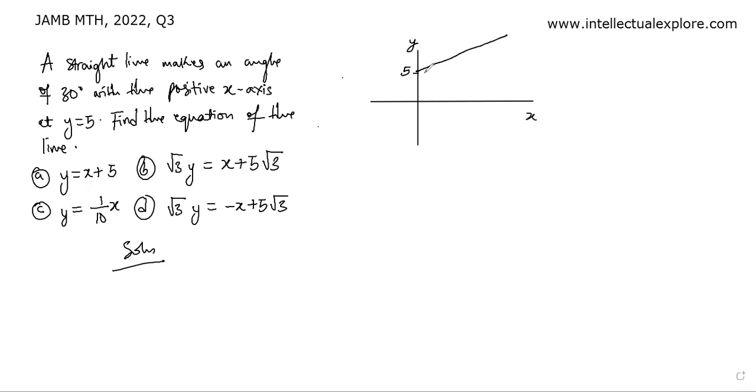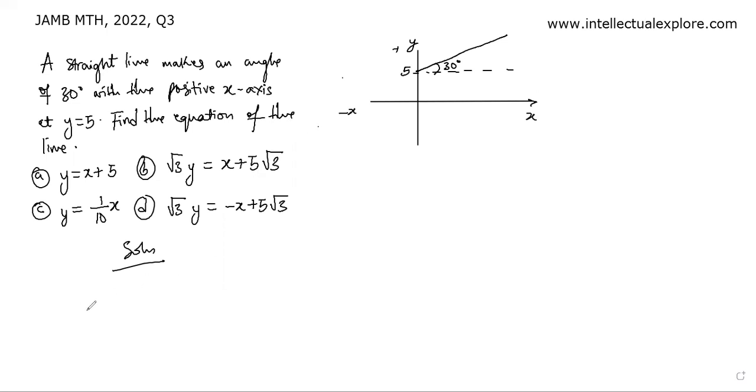So let me draw a line that is perpendicular to the x-axis. They say that this straight line makes an angle of 30 degrees with the positive x-axis. This is the positive x-axis, and this side is the negative x-axis, and this is the positive y. So this is it here. And then they say we should find the equation of the line.